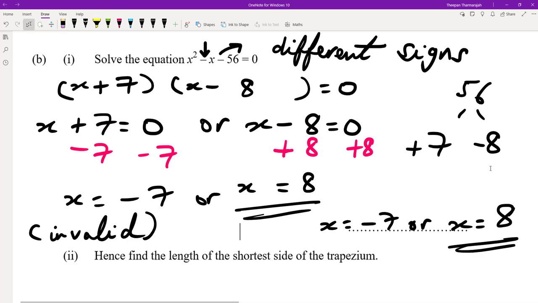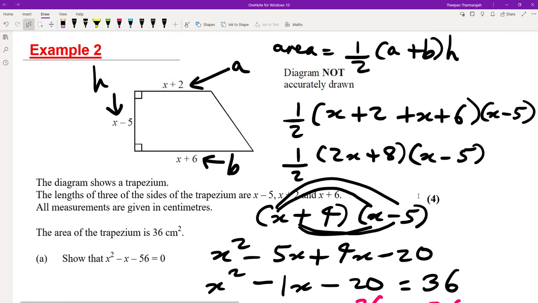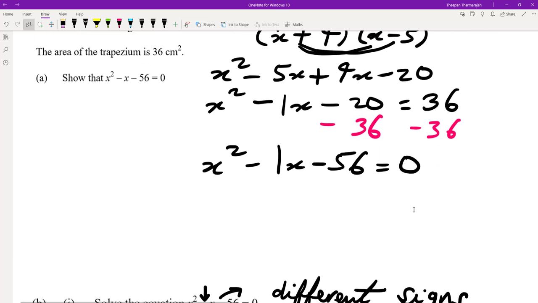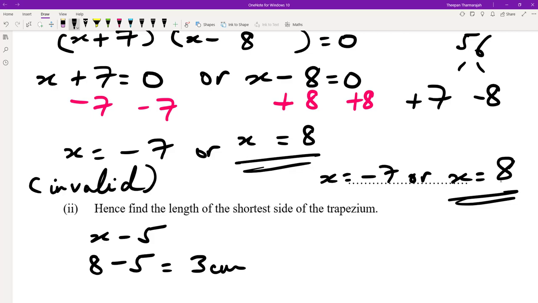Then the last part says, find the shortest side of the trapezium. If we look, we can tell that the shortest side is going to be x minus 5. And if we look at our value, we've got 8, so we're going to say x minus 5 is the shortest side. 8 minus 5, and that gives me 3 centimeters.